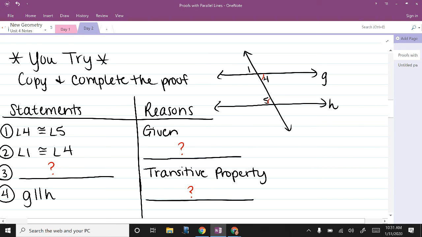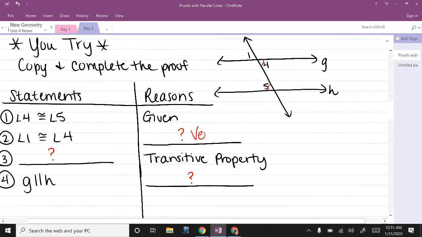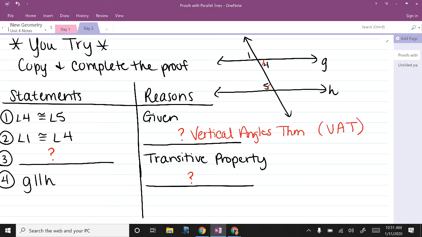What's the relationship between angle 1 and angle 4? Vertical angles. So did y'all get vertical angles? If you want to abbreviate vertical angles theorem, you can do VAT, and I know what that is. If you write VAT, I know that's vertical angles theorem, just for future reference, if you get in a hurry.